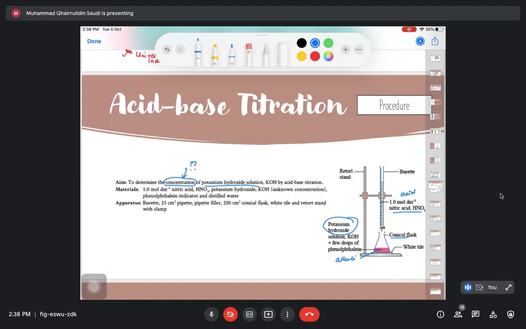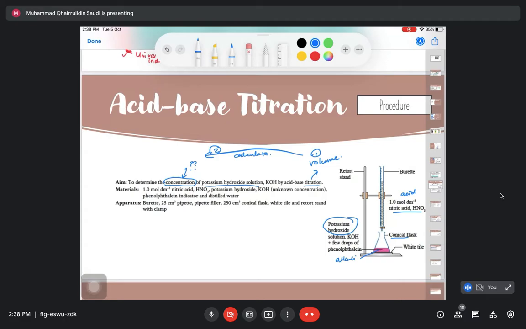How do we find the concentration? By doing titration and by recording the volume dulu. Baru kita calculate untuk dapat concentration. So two things lah, two steps.